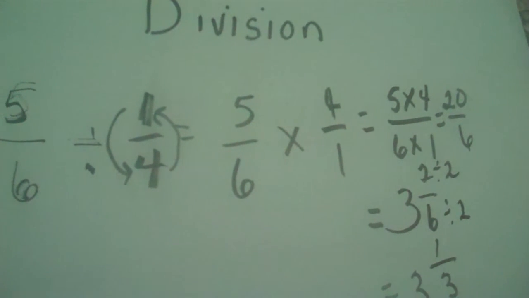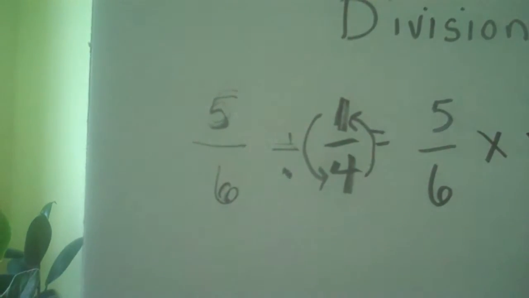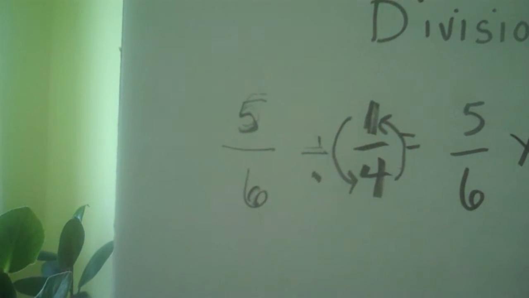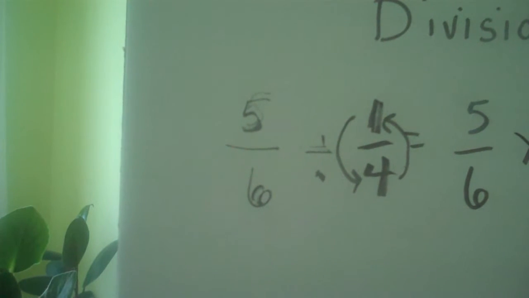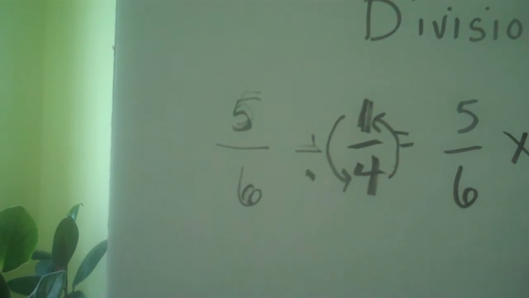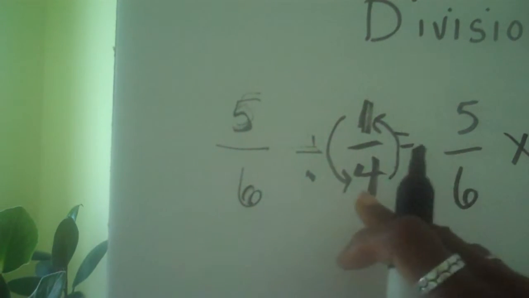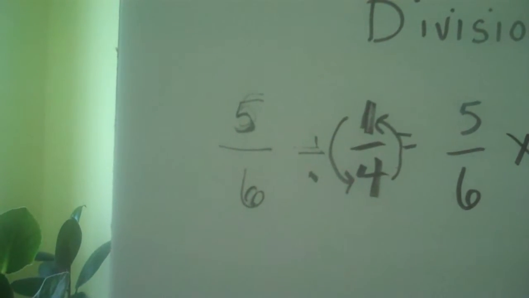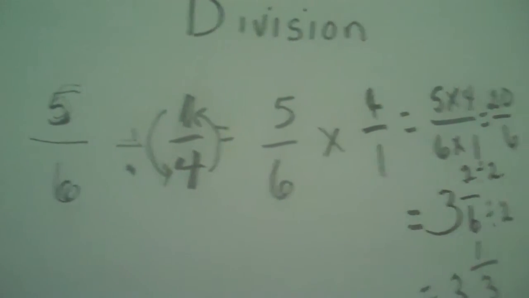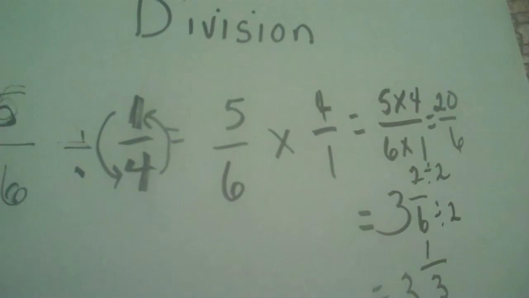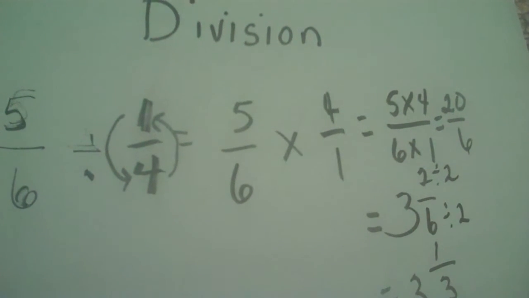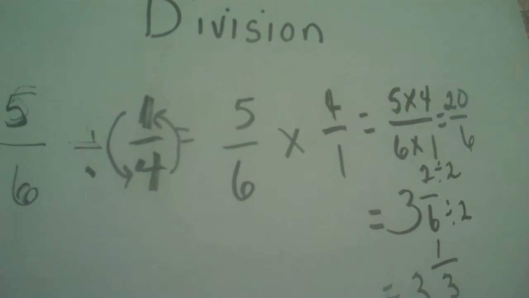Let's review this procedure. We go back to the original problem, which is 5/6 divided by 1/4. We replace the division sign with a times sign, and we have 5/6 times the reciprocal of 1/4, which is, as you see, we reverse the placing of the numbers, 4/1. Then we have a normal multiplication problem where we will multiply the numerators together. So we'll multiply 5 times 4 to get 20, and 6 times 1 to get 6. This gives us an improper fraction of 20/6.